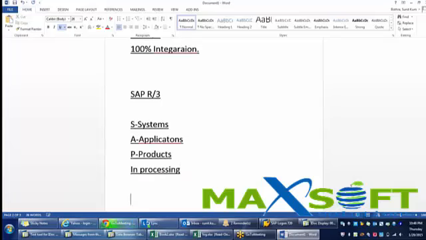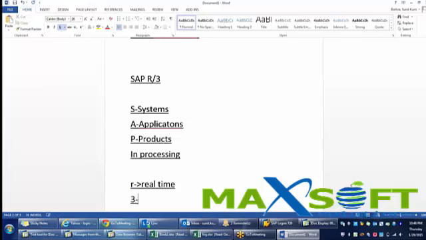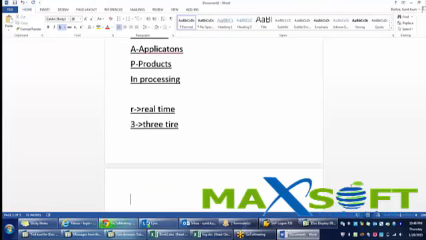This is the basic full form, and this R stands for real time. It's a real-time architecture. We'll discuss what actually it is. And 3 stands for 3-tier. So this is the full form of SAP R/3. 3-tier means basically 3 layers it is having.